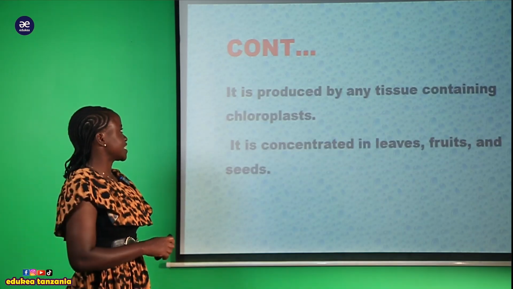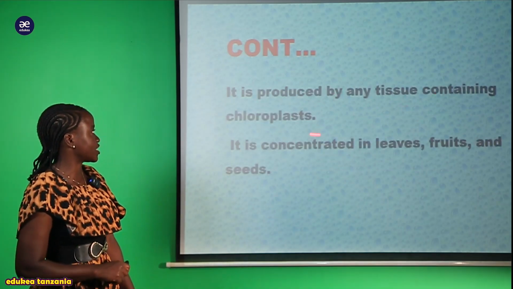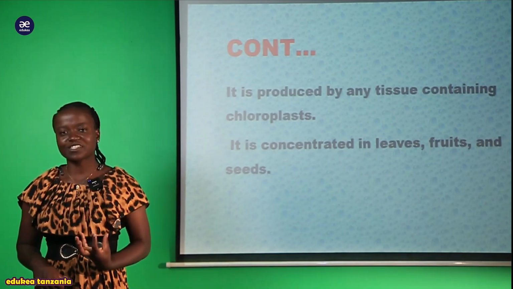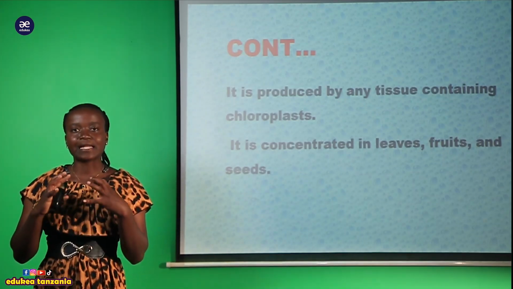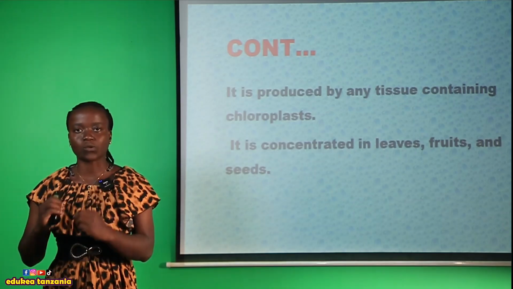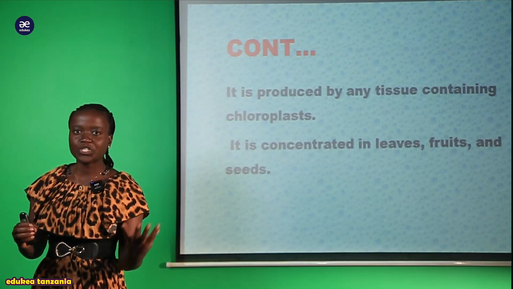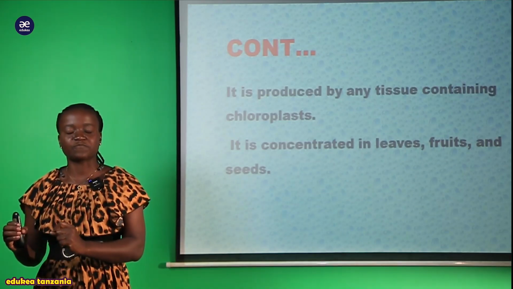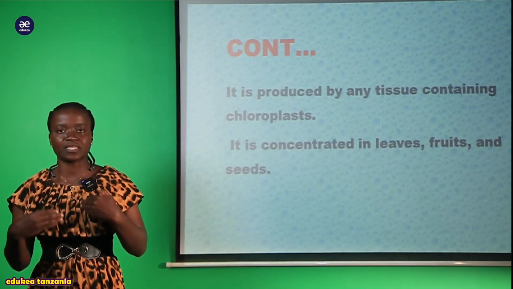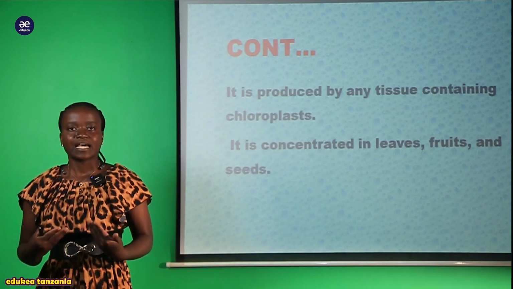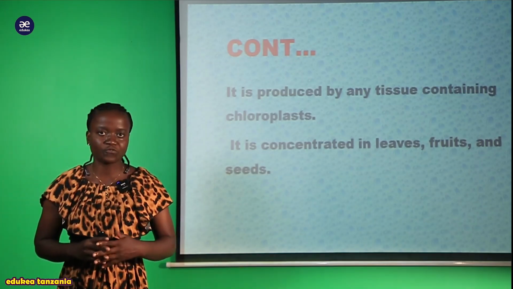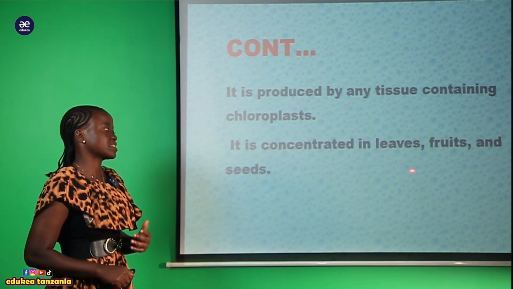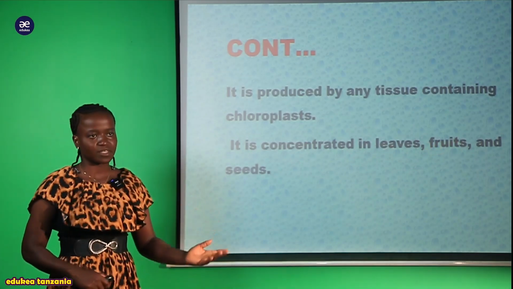So now we can say that it is produced by any tissue containing chloroplast. This hormone, which is called ABA or abscisic acid, inaproduziwa na plant yoyote ambayo inakuwa na chlorophyll. Remember, the chlorophyll found within a plant is responsible for the photosynthesis process, so that the plant can make its own food. And it is concentrated in the leaves, the fruits, and within the seeds.